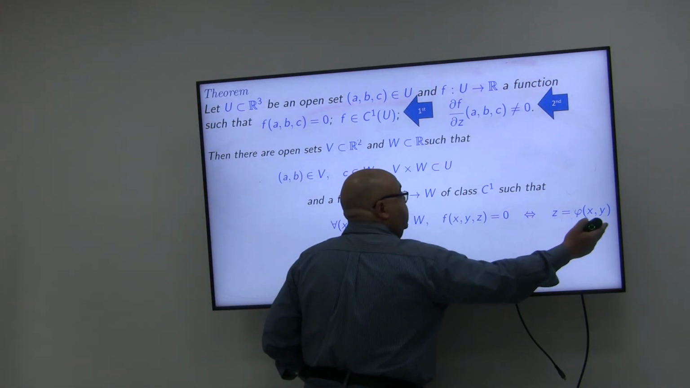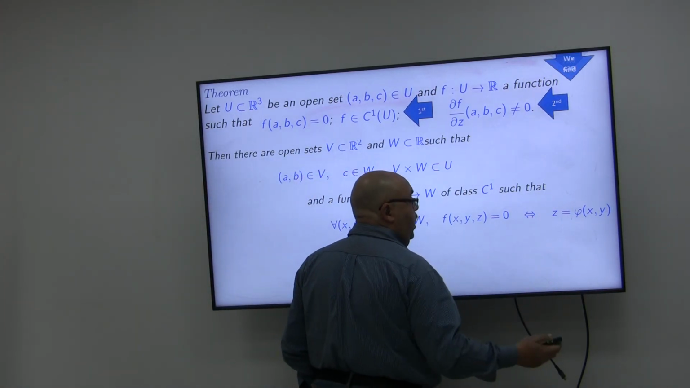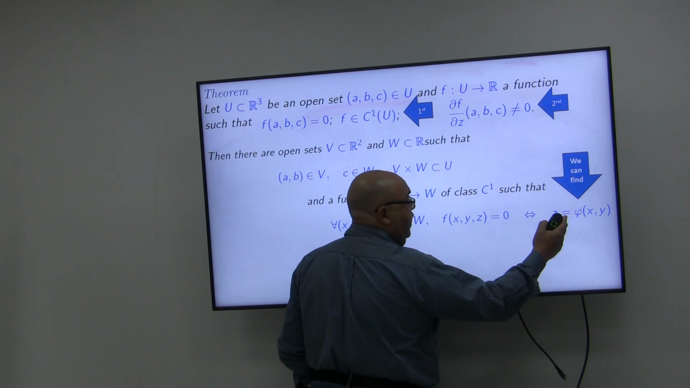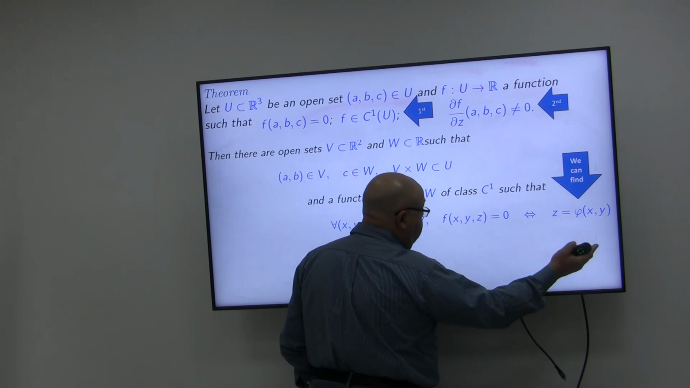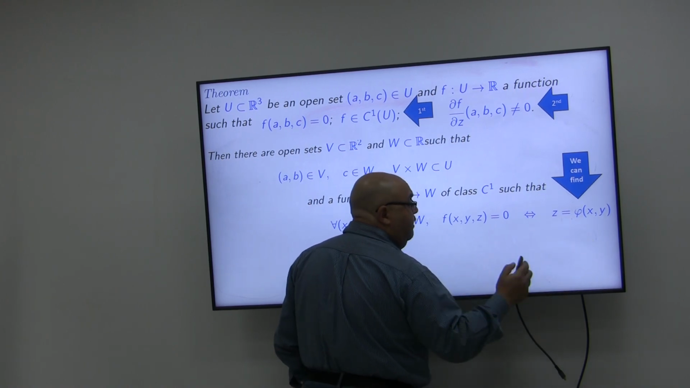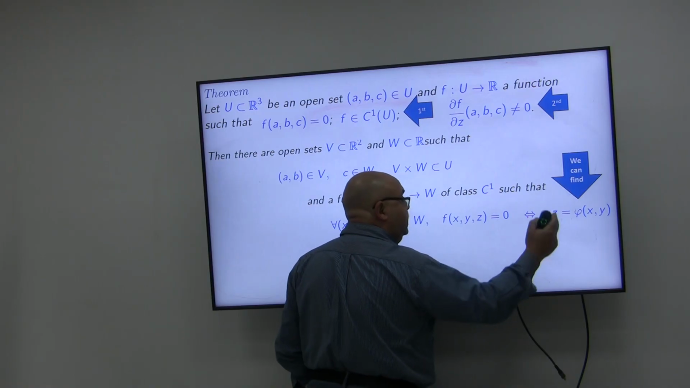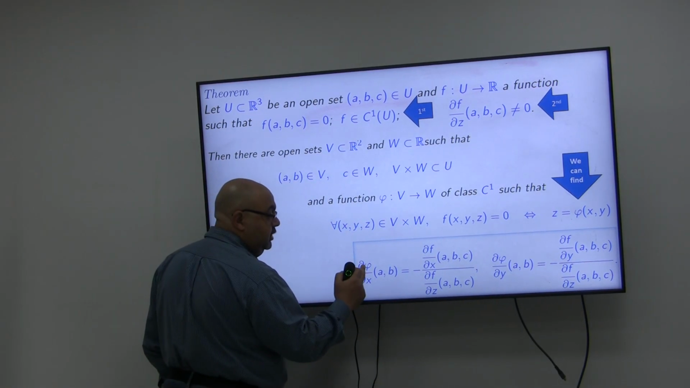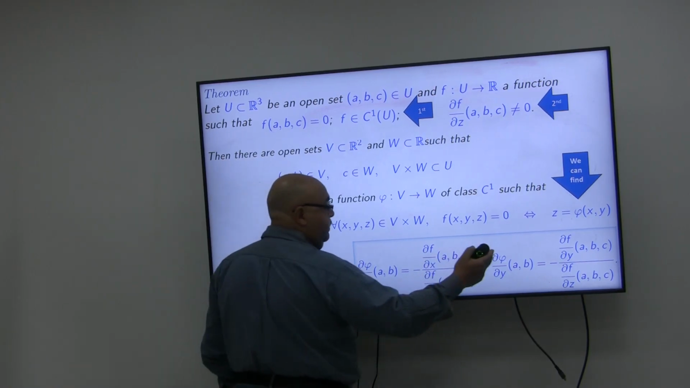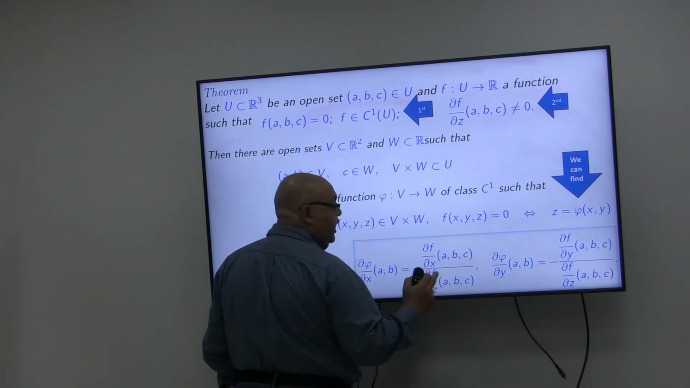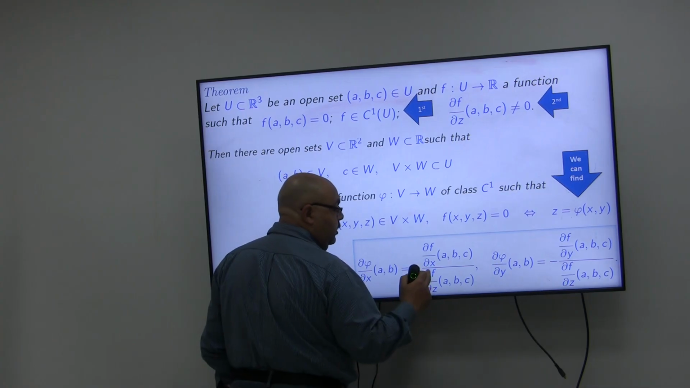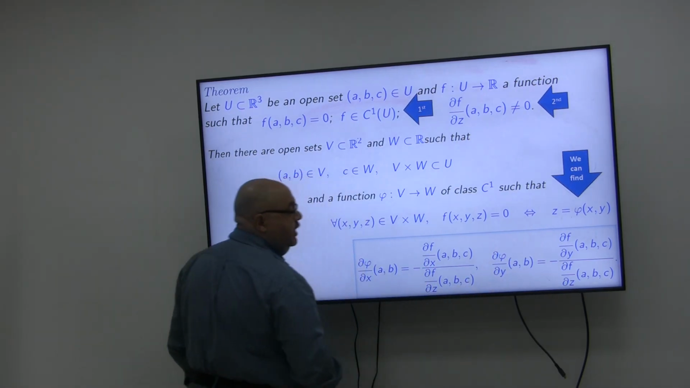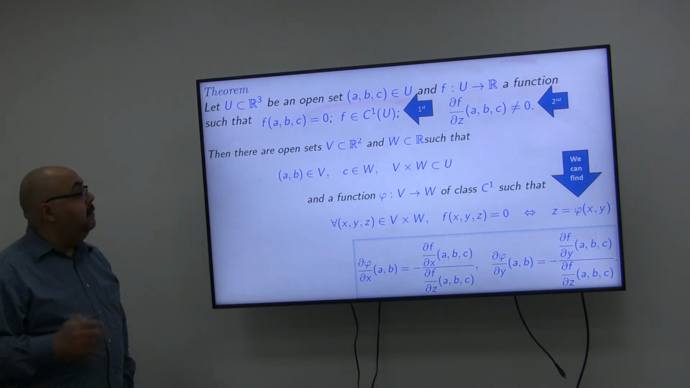According to the definition, I can then separate z as a function of x and y, which is the meaning of implicit, and I can find partial z partial x and partial z partial y. These are going to equal the negative of partial f partial x over partial f partial z, and likewise with respect to y.